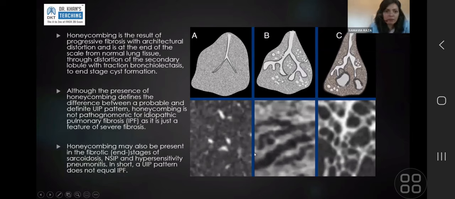So what is honeycombing? Honeycombing is a sign that is associated with end-stage lung fibrosis. As fibrosis progresses, architectural distortion progresses, and then the normal tissue through distortion ends up with end-stage cyst formation. These cysts don't need to be stacking. They don't need to be on top of each other. Even one cyst can be honeycombing.